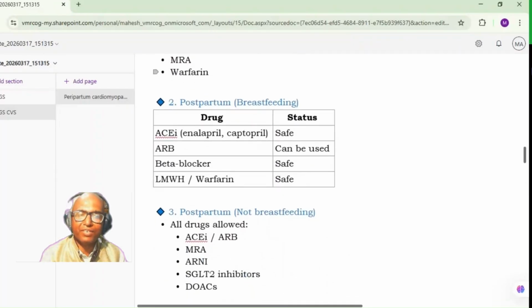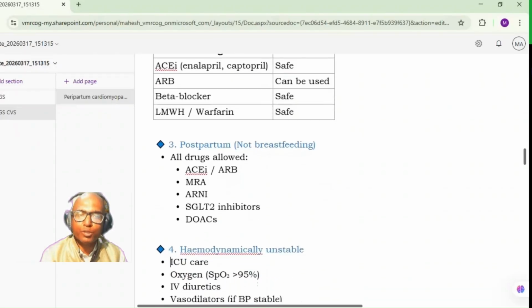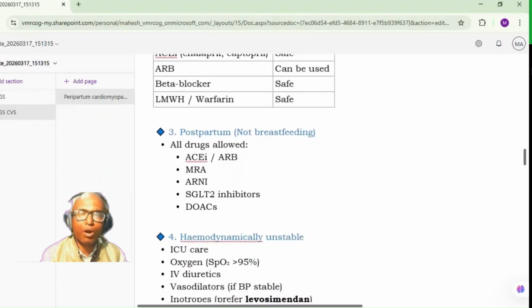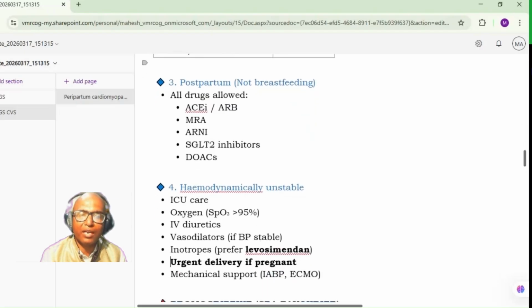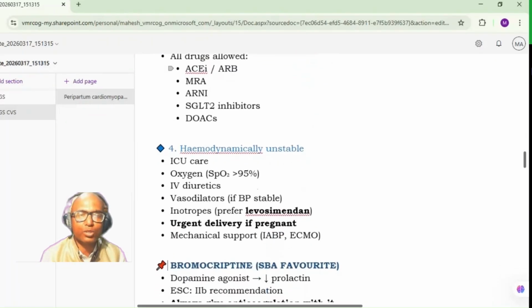Postpartum, during breastfeeding, ACE inhibitors are safe. ARBs can be used. Beta blockers are safe. Low molecular weight heparin and warfarin can also be used. Then postpartum, if the patient is not breastfeeding, all drugs can be used. That is ACE, ARB, MRA, ARNI, then SGLT2 inhibitors, and directly acting oral anticoagulants can also be used.